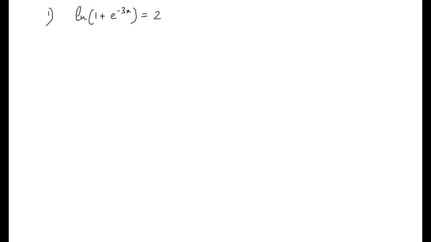Right, so the first question is ln of 1 plus e to the power of negative 3x is equal to 2. So the first thing we want to do here, and we're solving this. Solve basically means find the value of x that satisfies this equation. If we had to find the value of x, we have to first somehow get the x out of the log. And as we've seen in past questions, in order to do that, we convert this into an exponential equation.